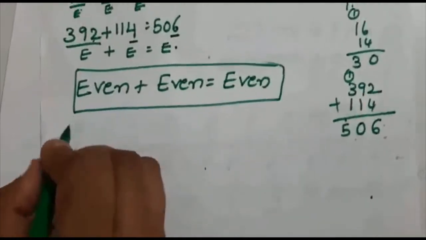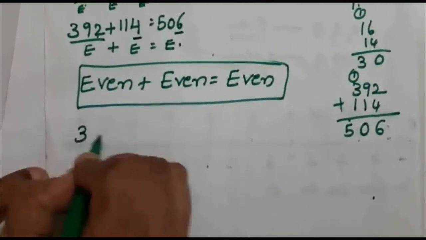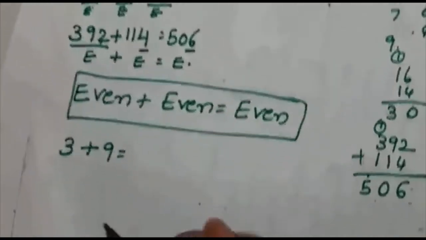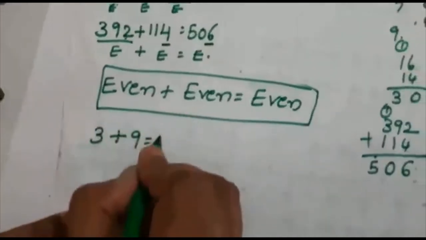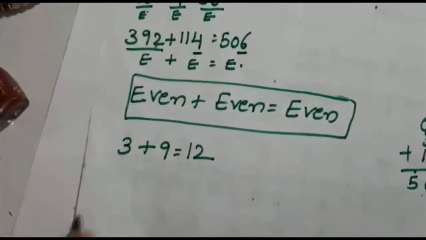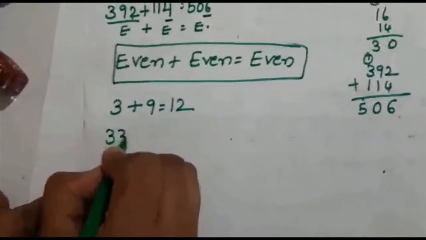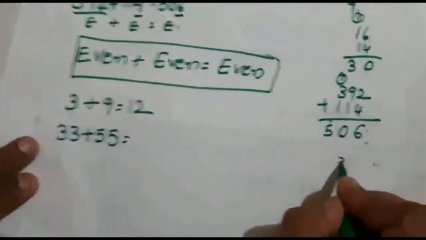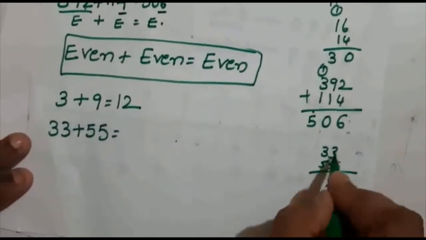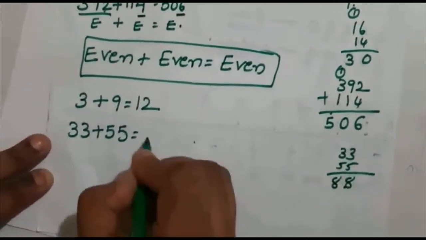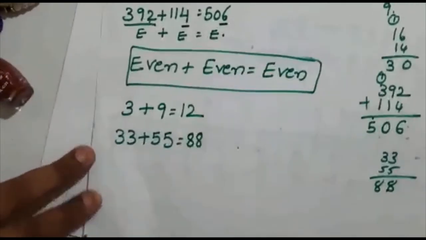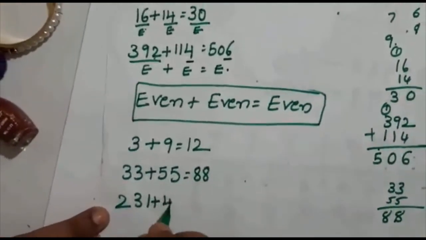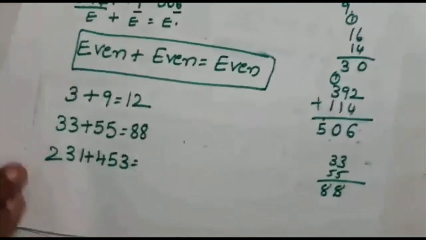This is the basic fact of even and odd numbers. Let us take one more example, children. In this case, 3 plus 9 equals how much? 9, after 3 fingers: 10, 11, 12. What is the answer? 12. Let us take one more 2-digit number, 33 plus 55. What is the answer? 5 plus 3, 8. 5 plus 3, 8. 88.